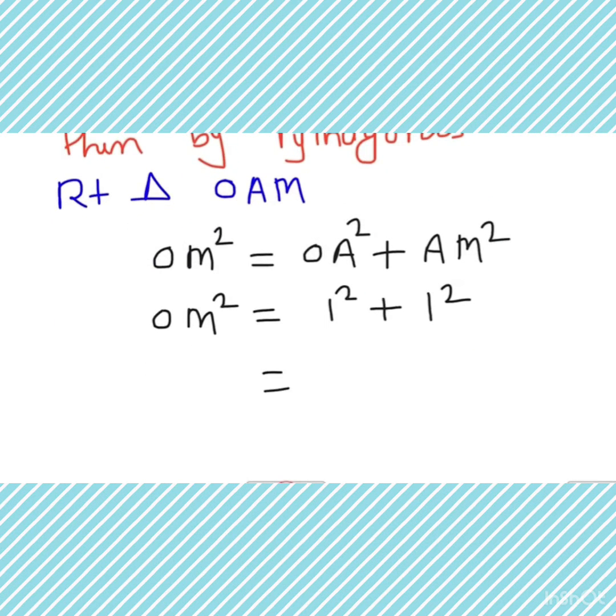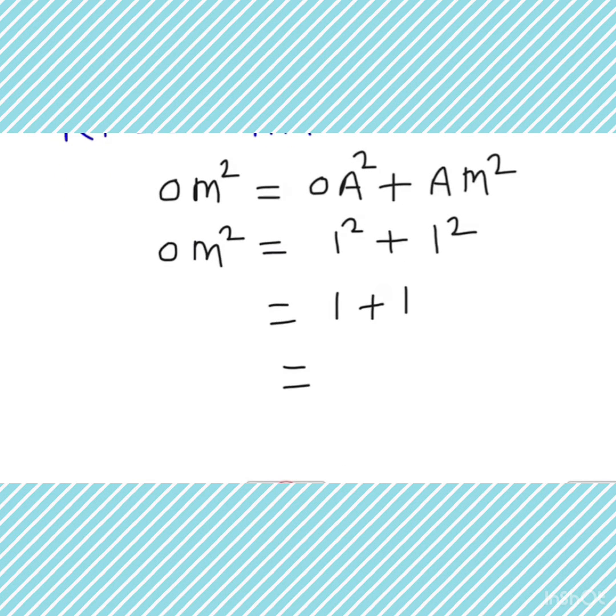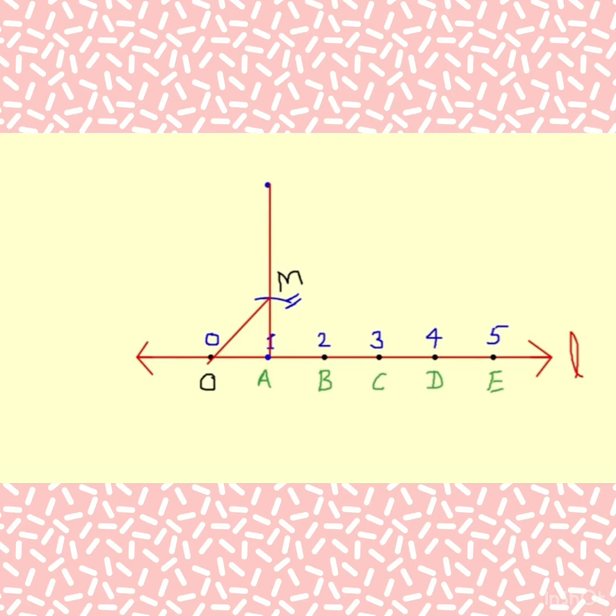So you will put here that you will get OM square equal to 1 square plus 1 square. 1 square means dear 1, and again 1 square means 1. 1 and 1 means 2, and OM square is 2. Then so dear you can write under root 2, that is OM.